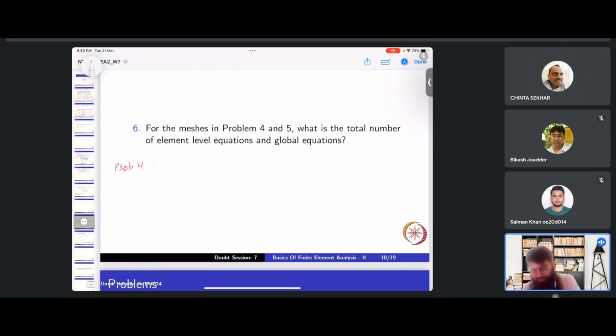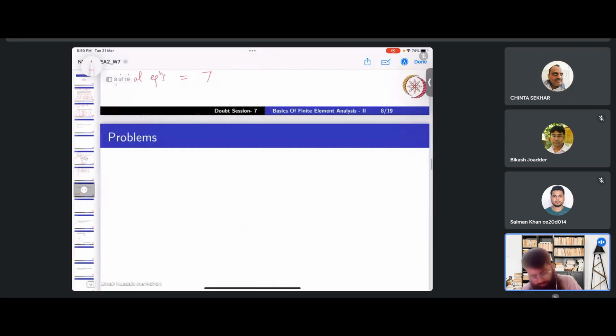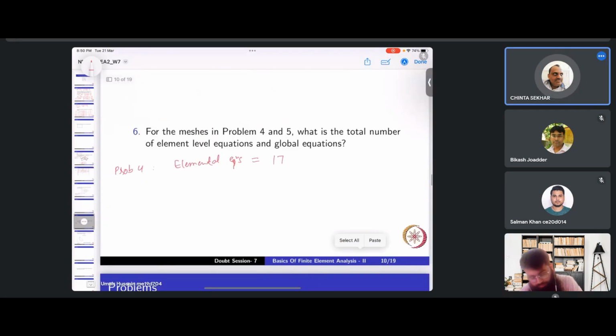Okay, so for problem 4, the questions were, I think, 17, right? Sorry, 13. 9 plus 4, 13. My bad. Global 7. I'm just writing it here so that if someone reads it later they would understand. Global 7. Next, element equations 18, global 7.